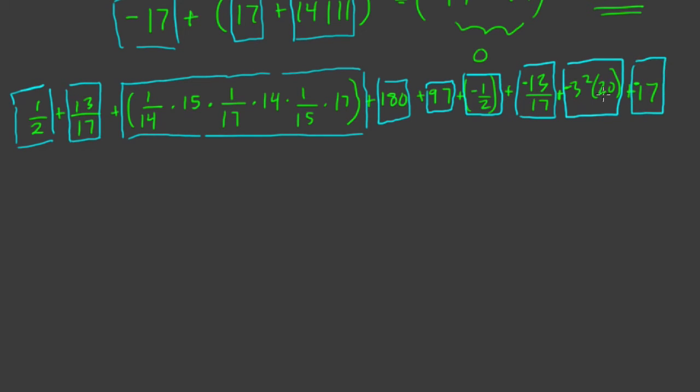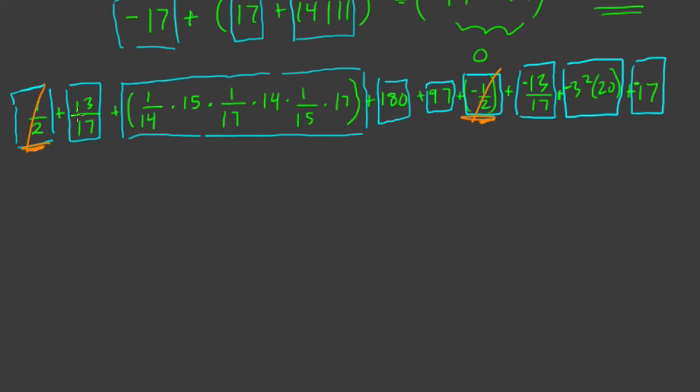So now I want to find terms that add to 0. Remember, any opposites add to 0. And opposites are numbers that are positive and negative and the same distance from 0. So for example, 1/2 and negative 1/2. Well, here's 1/2, here's negative 1/2. Add them up, we get 0. They cancel out. They're opposites.